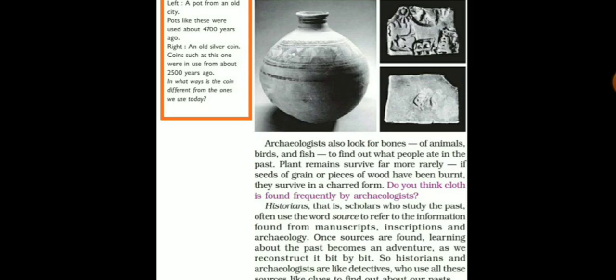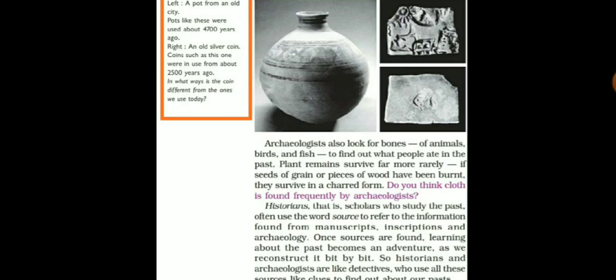Now, a few pictures are given here. On the left, a pot from an old city. These were used about 4,700 years ago. On the right side you can see old silver coins. Such coins were used approximately 2500 years ago.